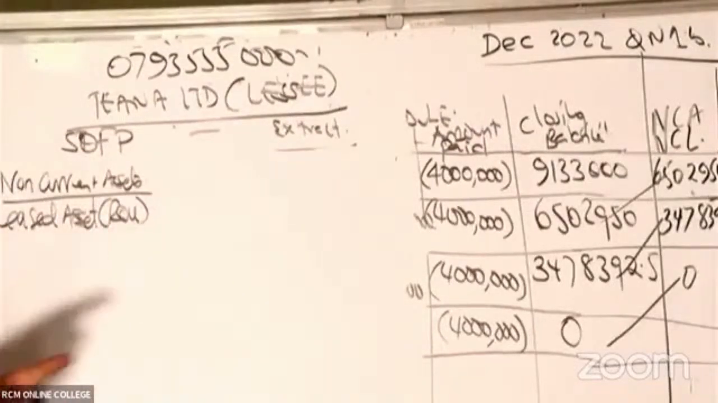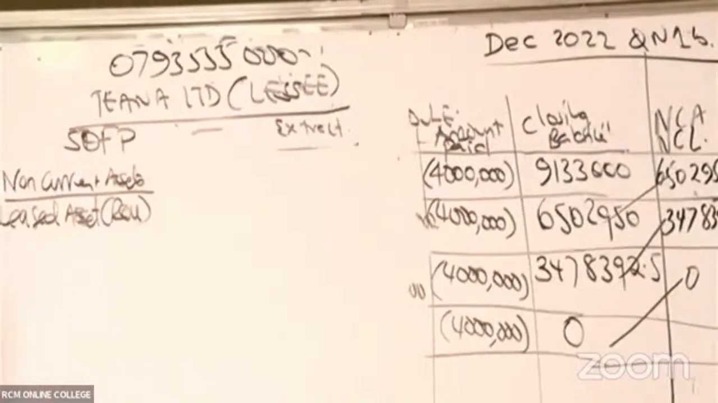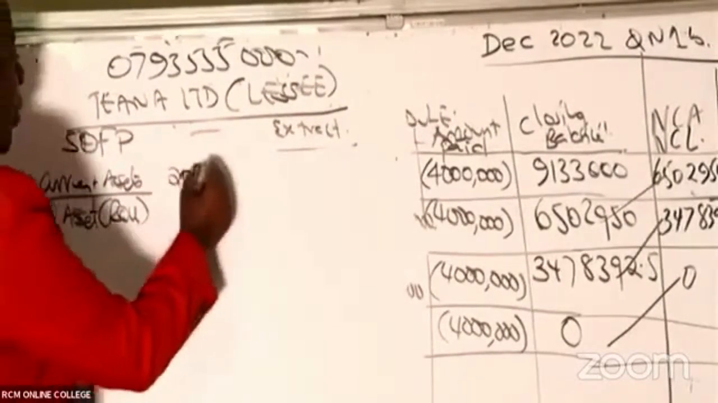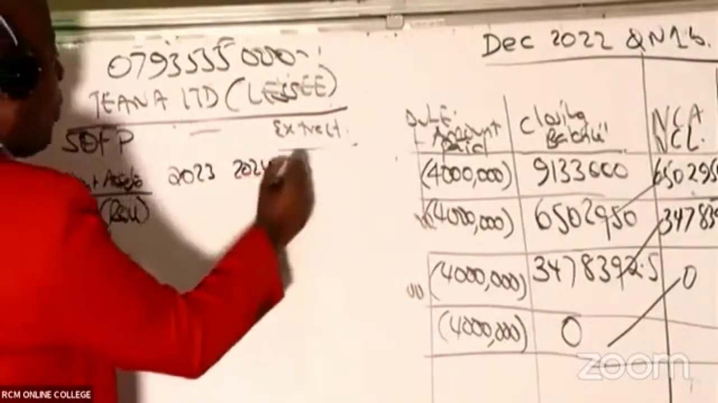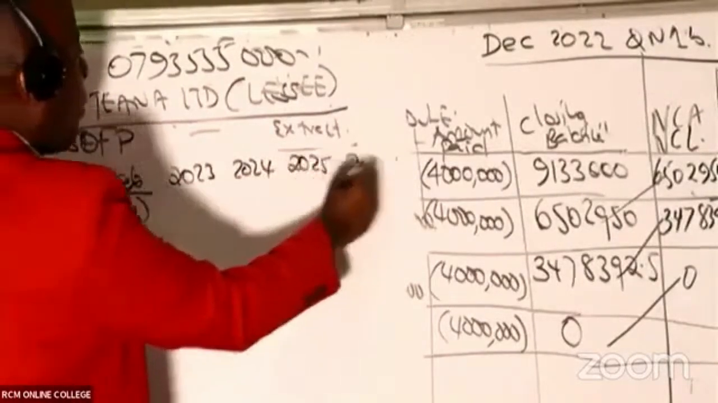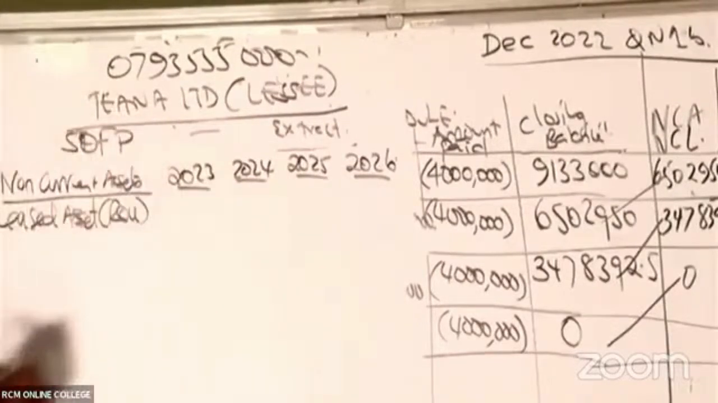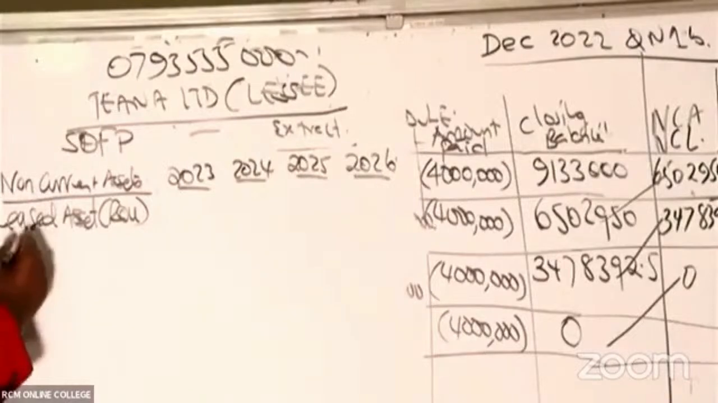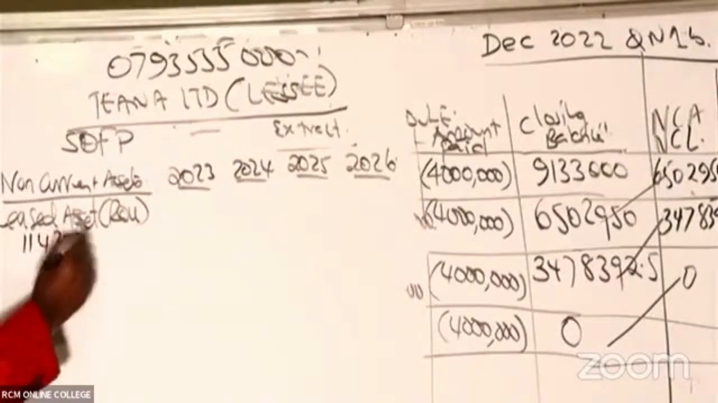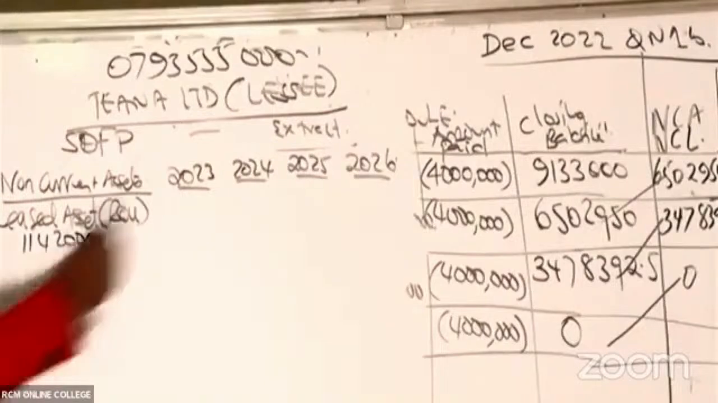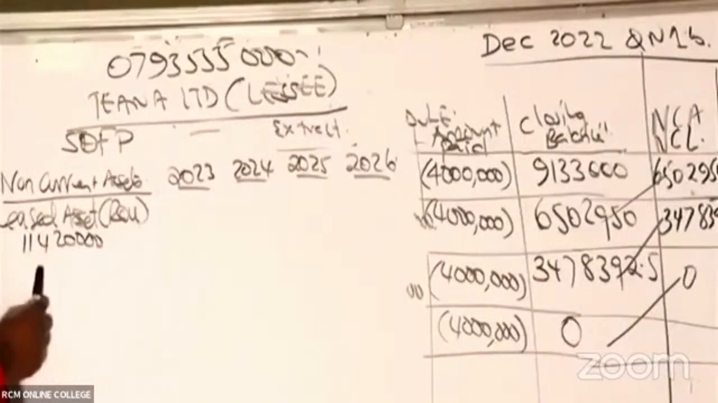Yes. Great. So, leased asset. So we have here 2023, 2024, 2025, 2026, like that. So in this case here, remember, the leased asset that we were able to discount to today was coming to 11,420,000. But remember, this thing is depreciating. So by the end of 2023, it has lost some money. I've forgotten that depreciation amount.